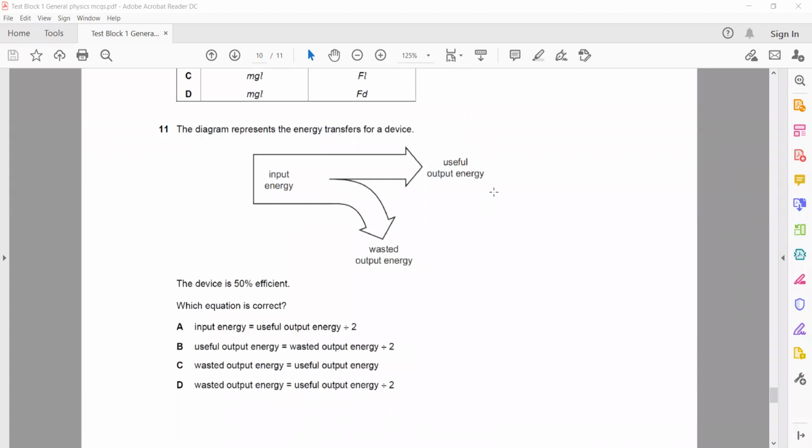The diagram shows the energy transfer for a device. It's 50% efficient. If it is 50% efficient, for example, if 100 joules is the input, 50 joules will be useful and 50 joules will be wasted. So what does it mean? It means the useful energy and the wasted energy will be equal. Because if a device is 50% efficient, it is doing 50% useful work and the remaining 50% is lost to the surroundings. So waste energy and useful energy are the same for a device which is 50% efficient.